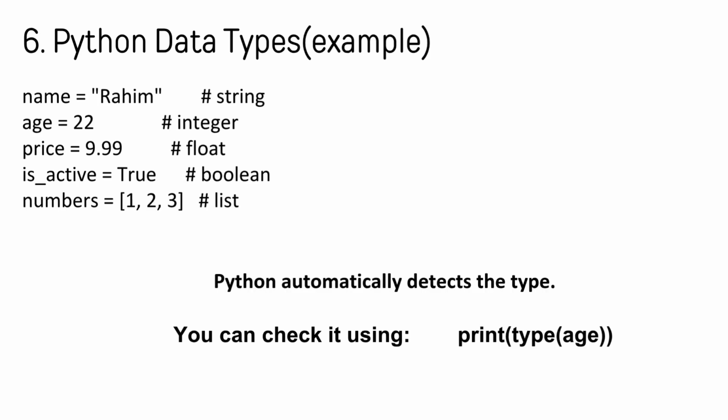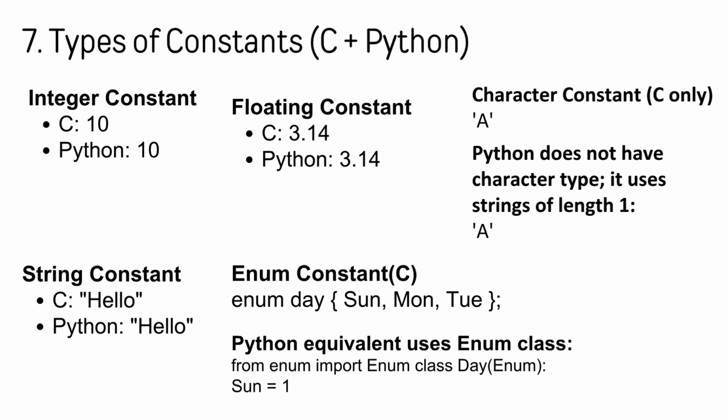In Python, the language automatically detects the type of a variable when you create it. For example, if you have a variable called age, you can check its type using the type function. Just write print, and within the print write type(age). This will display the data type of age on the screen. It's a simple way to confirm what Python has assigned to your variable and helps you understand how dynamic typing works.